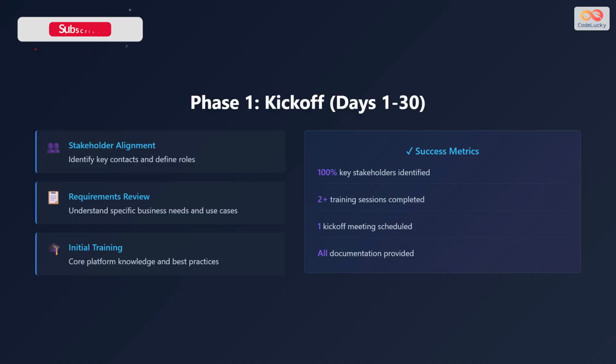To measure onboarding success, you need to track several important metrics. Time to first value shows how quickly customers achieve their first success. Adoption rate measures what percentage of your features customers actually use. Support ticket volume tells you how many customers are struggling and need help. Finally, retention rate indicates what percentage of customers stay with you after 90 days. By monitoring these metrics, you can identify problems and continuously improve your onboarding process.